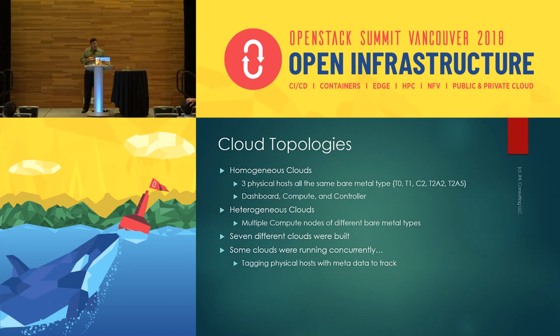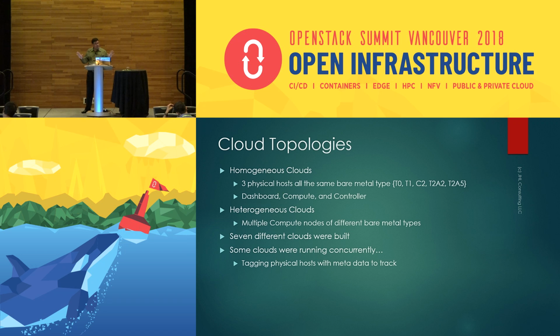So in this test, we ran a bunch of different clouds, different configurations. We ran some clouds that were all identical components, so all exactly the same type of ARM system or all exactly the same type of x86 system. We also built out clouds that were a combination of ARM and x86. In total, we built out 7 different clouds and ran performance tests and functional tests to make sure they work properly. And then we also ran some of them concurrently.